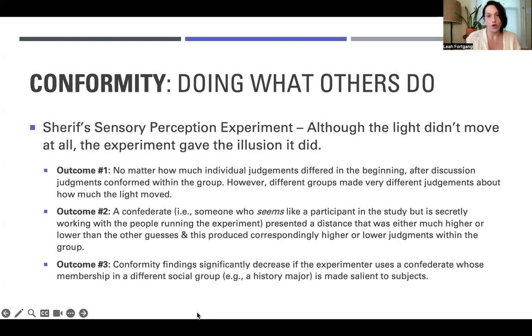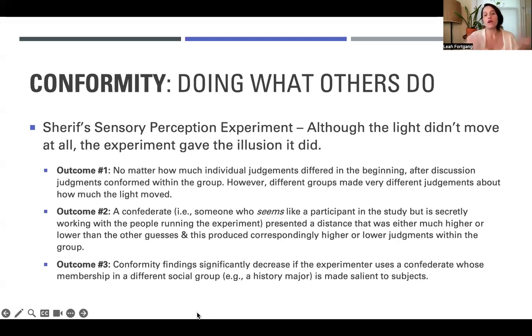And within each of these new groups, the people running the experiment, the scientists or psychologists, put in what is called in psychology a confederate in the study. So, they added a confederate to each group.